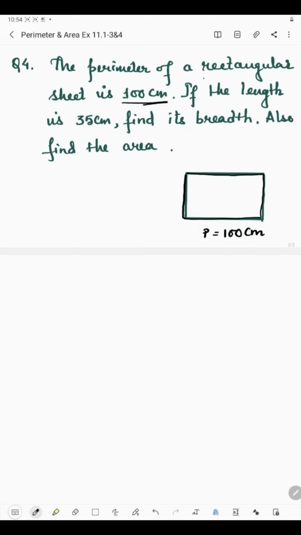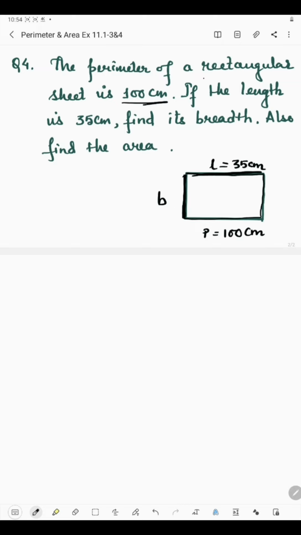Now length is 35 centimeter. Now which one is length out there? The bigger one is length. So this is the length and the shorter one is called breadth. Okay, so length is given, length is 35 centimeter. We will have to find the breadth, and after finding breadth we will have to find the area.